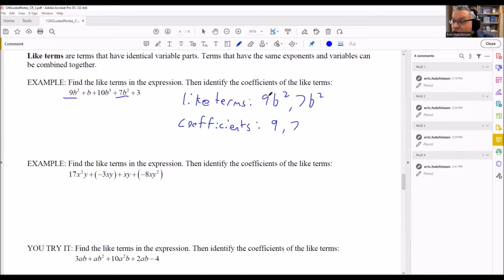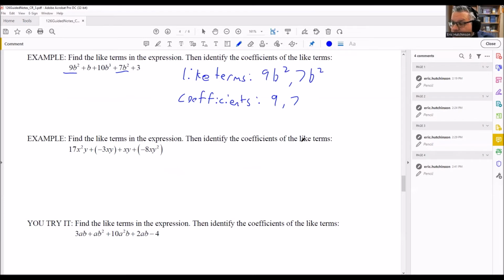Okay, let's do the same thing for the next one. Find the like terms and identify the coefficients. So, all right, now this time we have two different variables. But again, they have to be like terms when they have exactly the same powers and exactly the same variables. Now this one, the 17 and -8, has the x squared and a y, but this has an x and a y squared. So the first and the last term are not considered to be like terms here because they don't have the right powers on there.